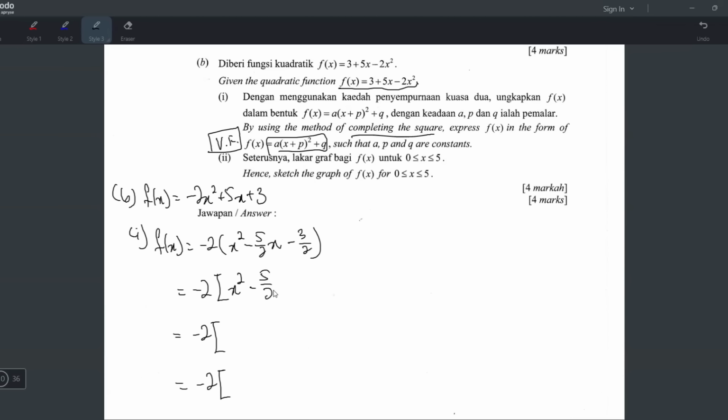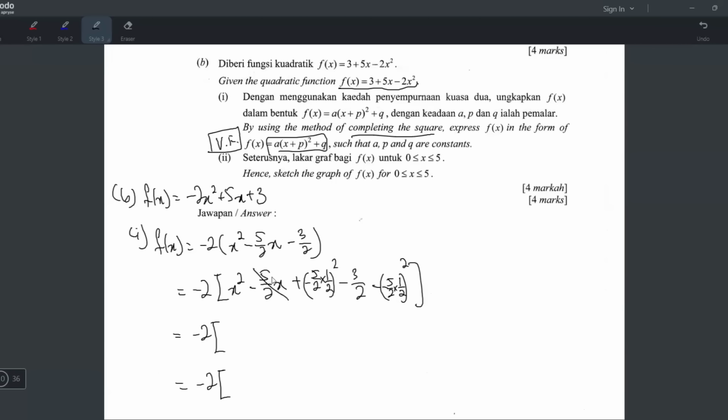x squared minus 5/2 x, leave some empty space here, -3/2, and then leave some empty space at the top of the bracket. Here I have to write plus bracket square, here I have to write minus bracket square. Inside the bracket you write b/2; for the b, refer beside here. It's -5/2, so it becomes -5/2 over 2. But don't write like that, I will just write -5/2 times 1/2. It's the same thing. Divide by 2 means times 1/2.